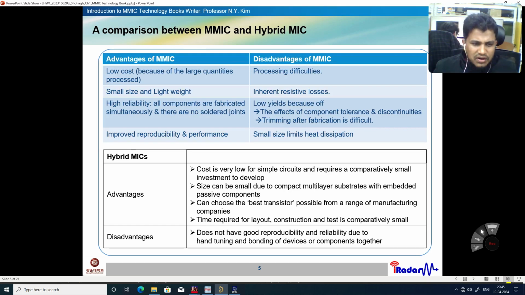Time required for layout and construction test is comparatively small. On the disadvantage side, it does not have good reproducibility and reliability, because of hand tuning and bonding devices and components together.